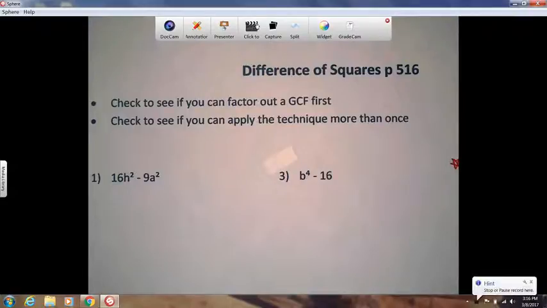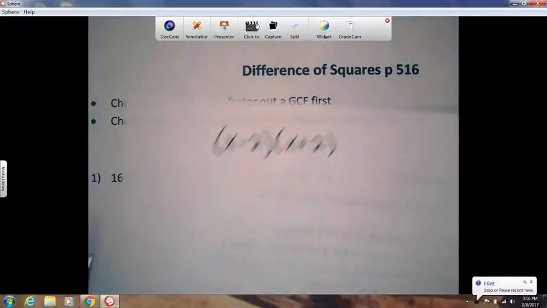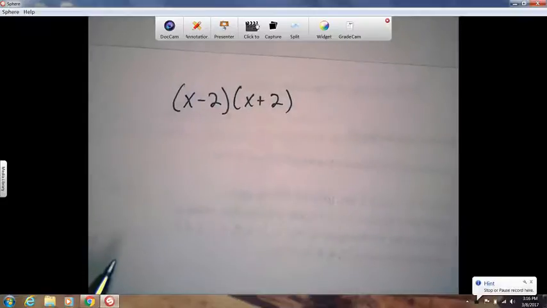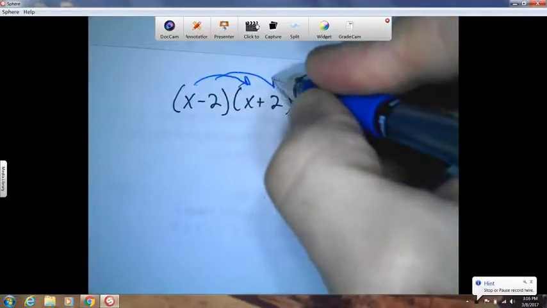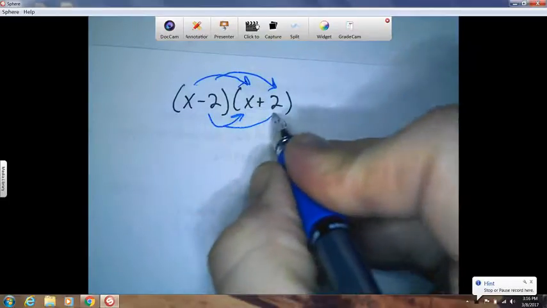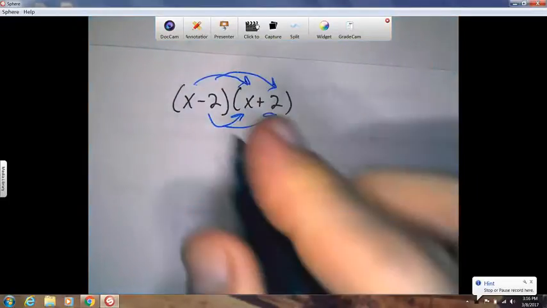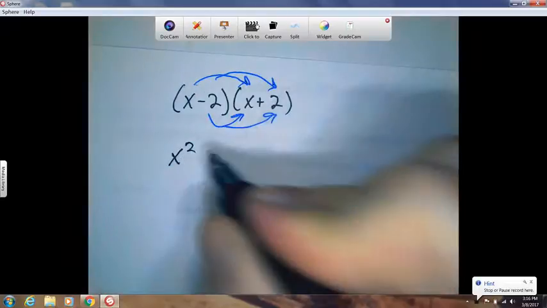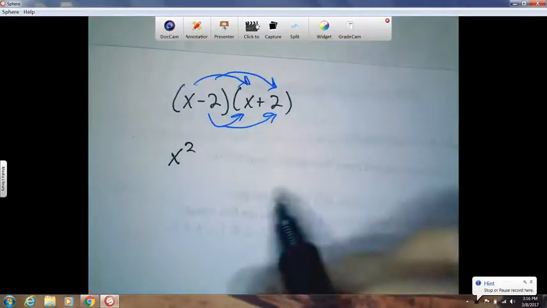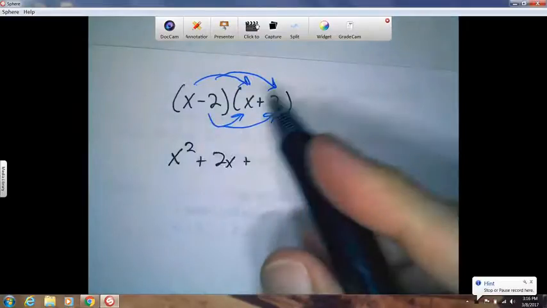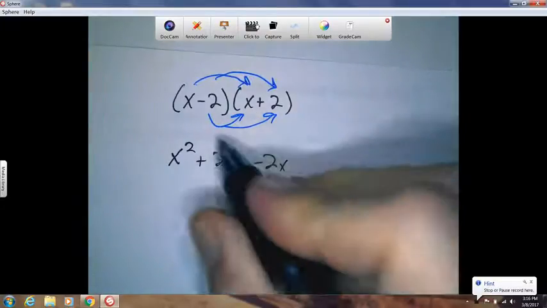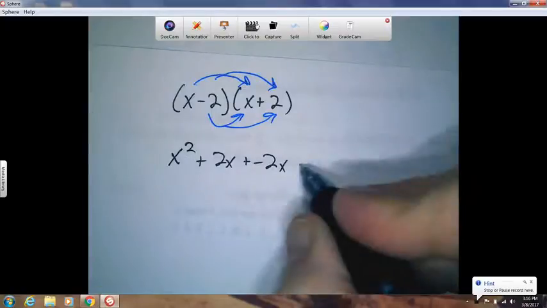This is difference of squares. So if you'll remember back to special products, remember we did products like this when you had to multiply binomials. So I took x times x and I got x squared. And I took x times 2 and I got 2x. And I took negative 2 times x and I got negative 2x. And then negative 2 times 2 and I got negative 4.